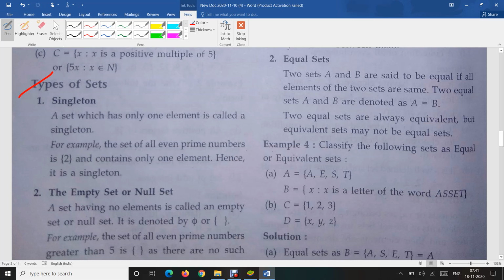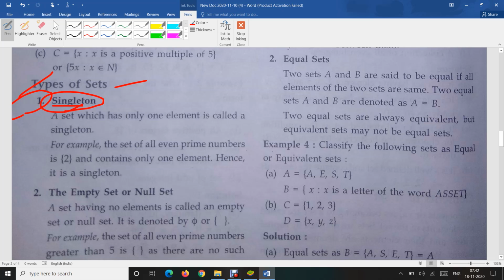In this, first of all we have the singleton set. It is clear from the name: single means only one. A set which has only one element is called a singleton set.